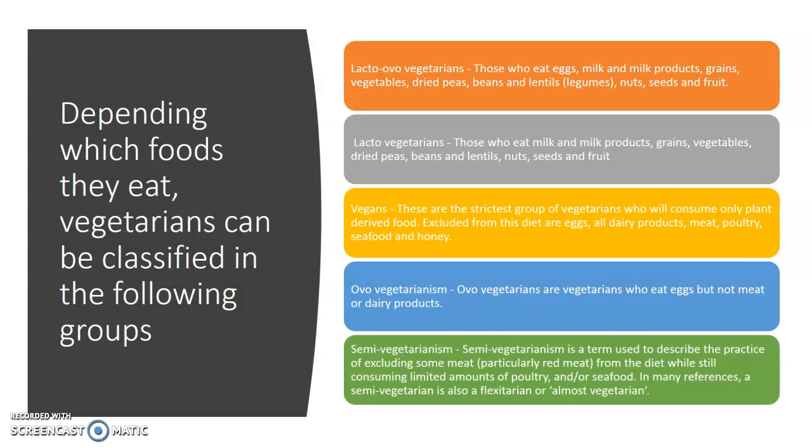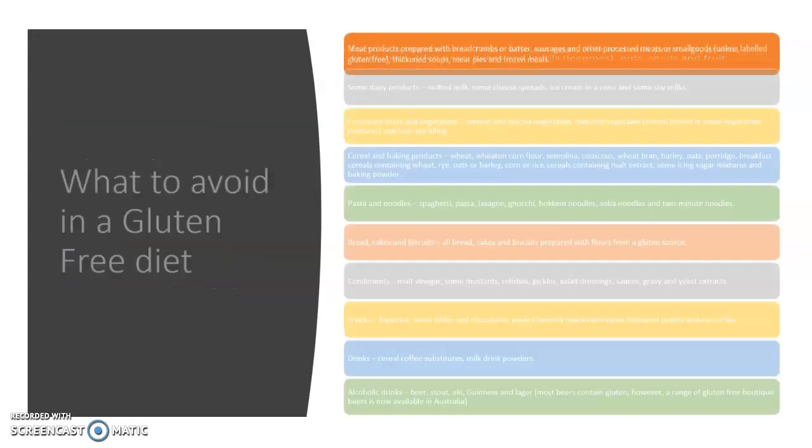Then there's a vegan, which is the strictest group of vegetarians. They will only consume plant-derived food. So that's no eggs, no milk products, no cheese products, no seafood, no honey either. Okay? And then finally we have semi-vegetarianism. Sometimes they're called almost vegetarians, or sometimes pescatarians because they'll eat a little bit of fish or a little bit of chicken, but the majority of their diet will be vegetarian. Sometimes they're also called flexitarians.